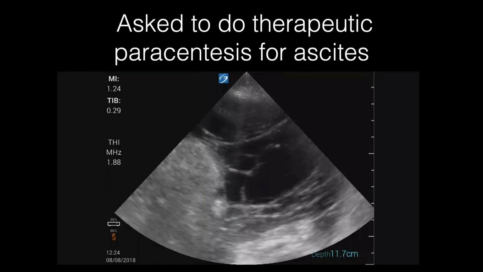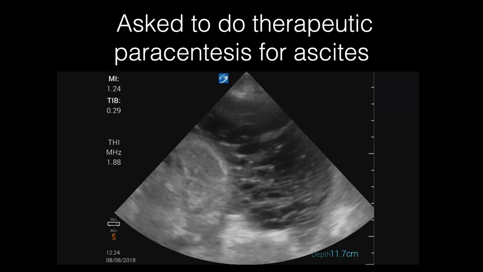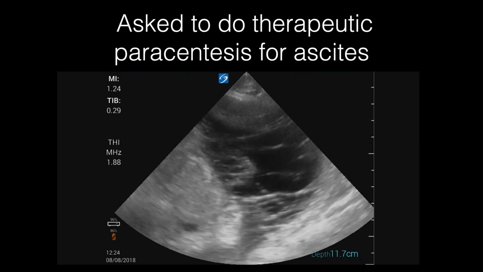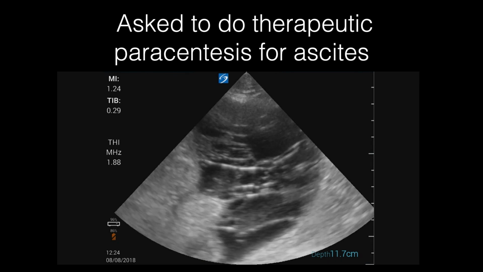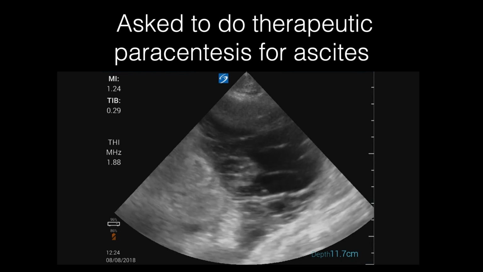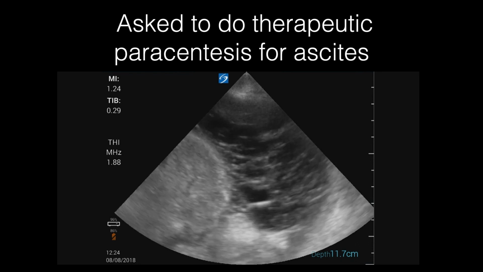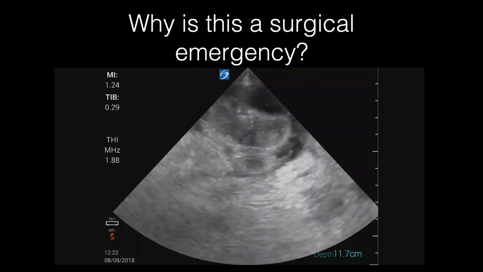Now here's another case. I've had this happen a couple times. I was asked to do a therapeutic paracentesis for a patient, and I saw this kind of picture. And again, there's just a lot of fibrinous strands in here, just a spider web mass of badness. This patient actually passed, I think, within 24 hours. They had rip-roaring peritonitis.